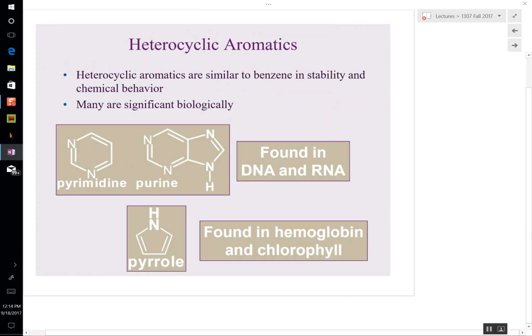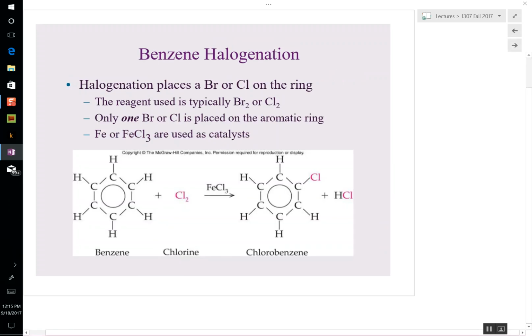These are our heterocyclic aromatics. Benzene is not the only aromatic. There are pyrimidine rings, heterocyclic, carbon and nitrogen in the same ring. Purine rings. These are very much prevalent in DNA and RNA structures. These are your nucleic acid bases. Pyrimidine, purine. Here's pyrrole. I think I have you drawing some of these in the thing.